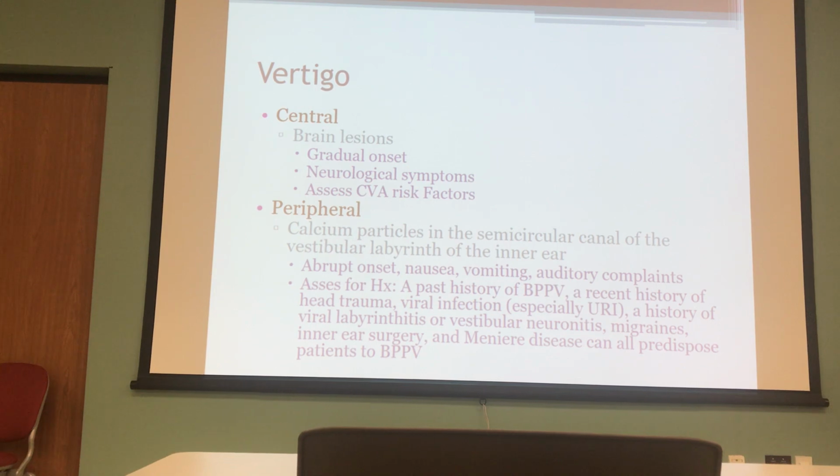All right, vertigo, central versus peripheral. Benign positional vertigo is a peripheral vertigo. You have to ask questions like, is there weakness on one side of the body? Is there any other changes? Do they have a facial droop? Do they have any diplopia? Central, you're looking for strokes or intracranial lesions. Peripheral, it can be anything from benign positional vertigo, a labyrinthitis, or Meniere's disease.